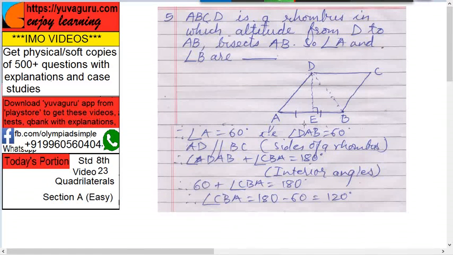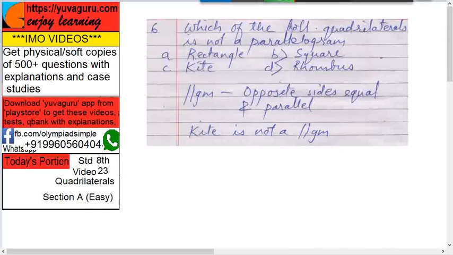So angle DAB and angle ABC are interior angles. They are supplementary, so add them. Angle A we know is 60, so 60 plus CBA equals 180. Okay, so CBA equals what? 180 minus 60, that is 120. That's what we want. Angle B is 120. Angle A is 60.